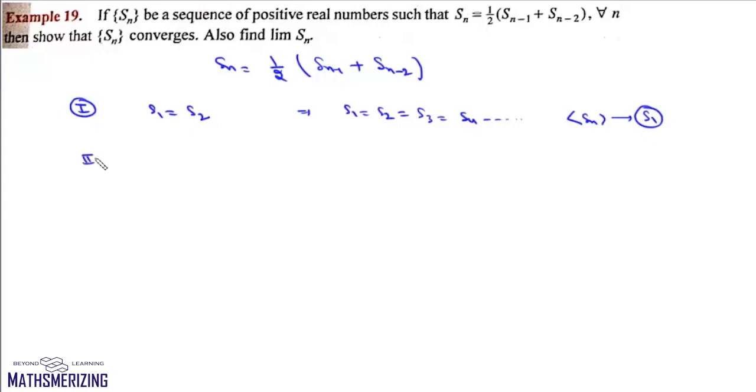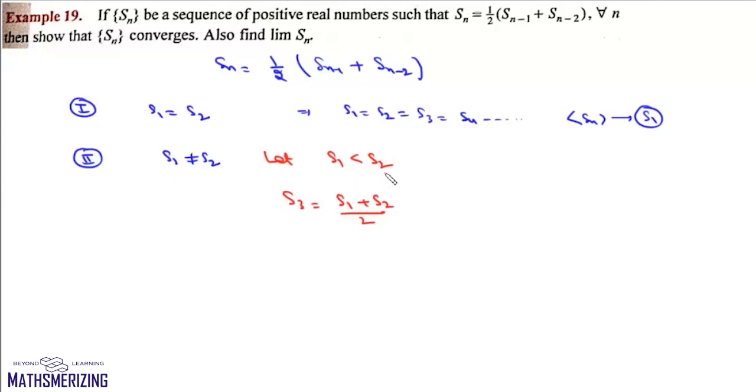Now we consider the second case, when S1 is unequal to S2. So if S1 is unequal to S2, then either S1 is less than S2 or S1 is greater than S2. So we'll take any general case. We'll assume let S1 is less than S2. Now we find S3. S3 is S1 plus S2 by 2. Now S3 is the arithmetic mean of S1 and S2.